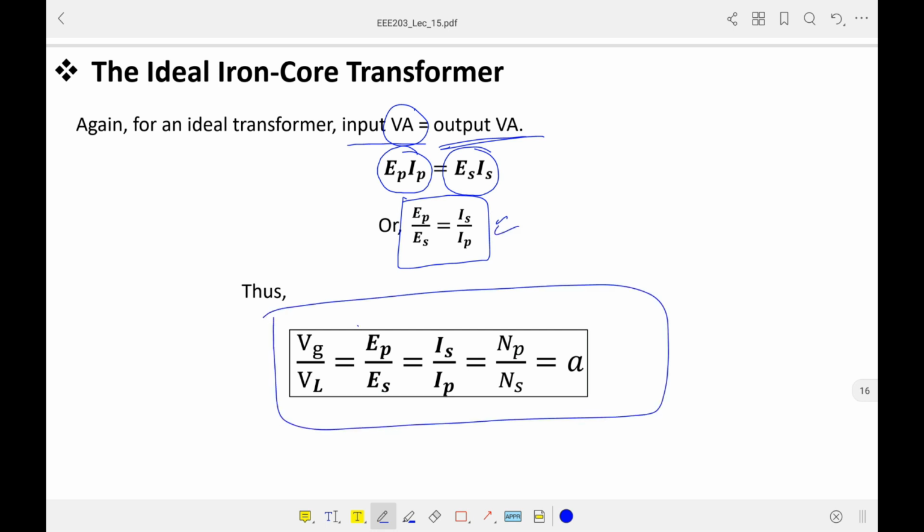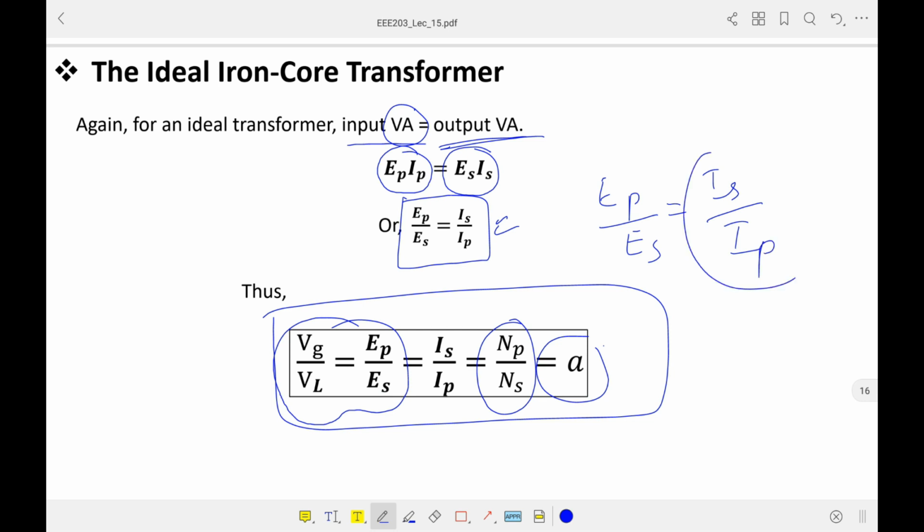Previously we already showed that Vg over VL equals EP over ES equals NP over NS equals a. Now we just showed that EP over ES equals IS over IP. So for current it is different, just remember. If you remember, in the equation, when the primary is in the numerator, then for the current the secondary should be in the numerator, and this equals the transformer ratio a.